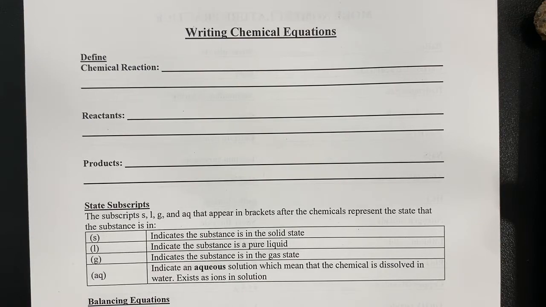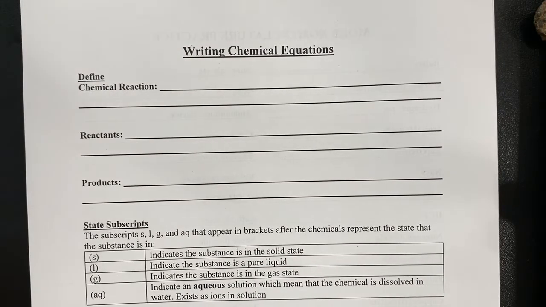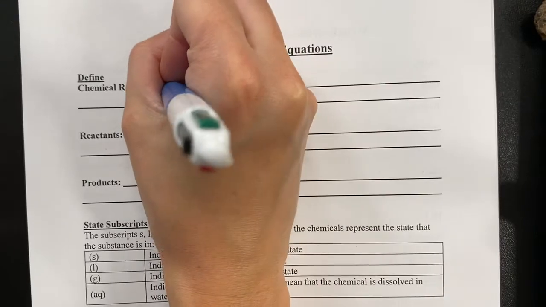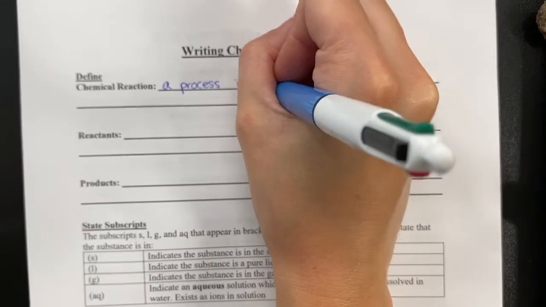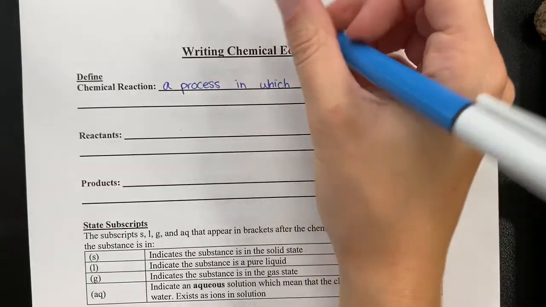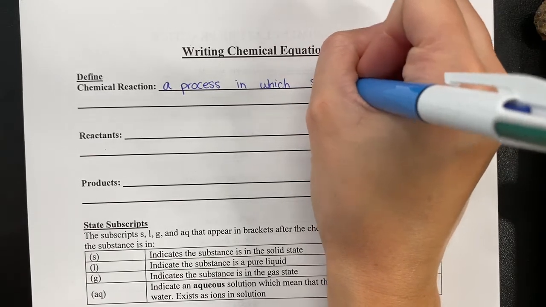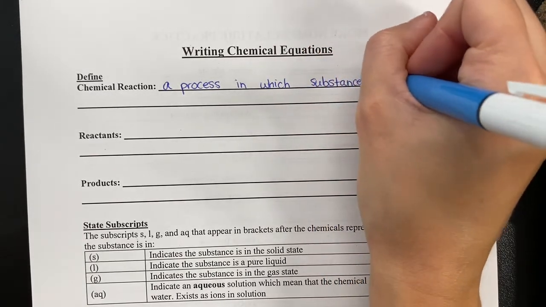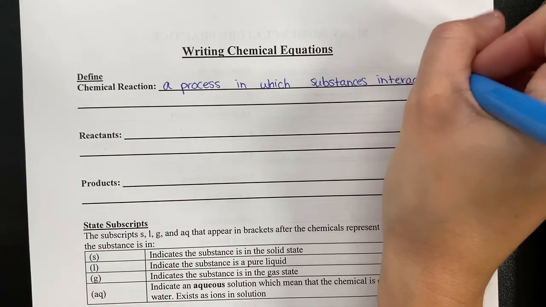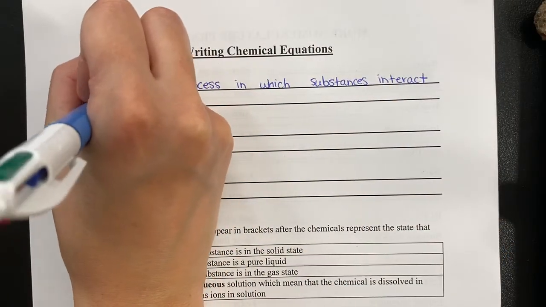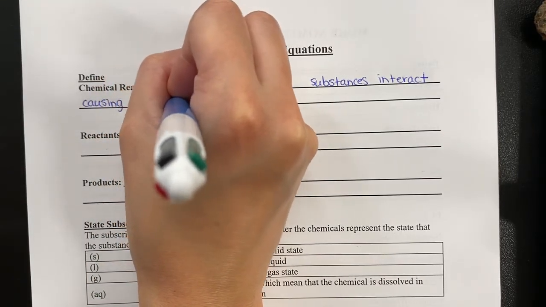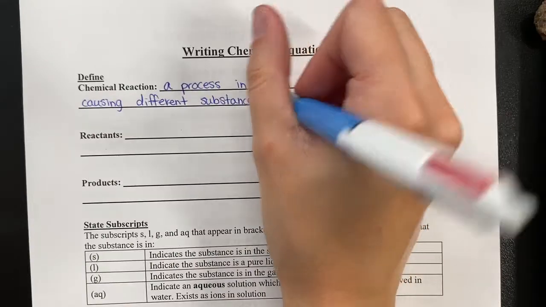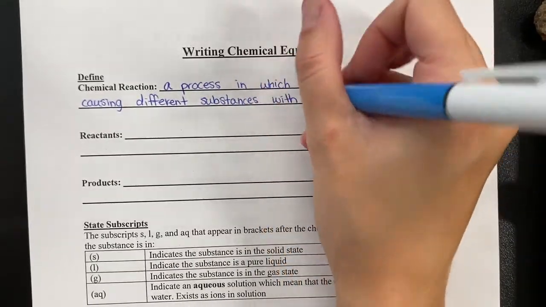So first of all, let's start with a few definitions to have in our notes here. A chemical reaction is a process in which substances interact, causing different substances with different properties to form.